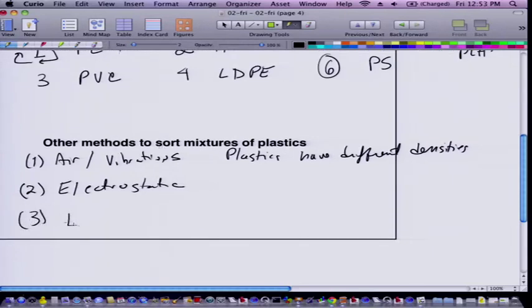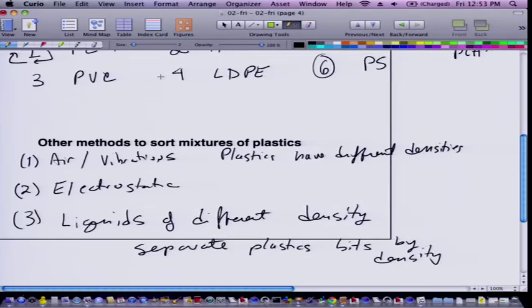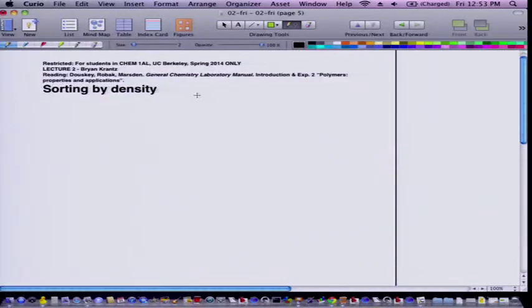And another method: imagine using liquids of different density, to separate plastic bits by density. That's what we're talking about doing next week in lab. You can imagine a situation like this. First of all, density: the idea of density is mass over volume, so mass in grams and volume in milliliters.